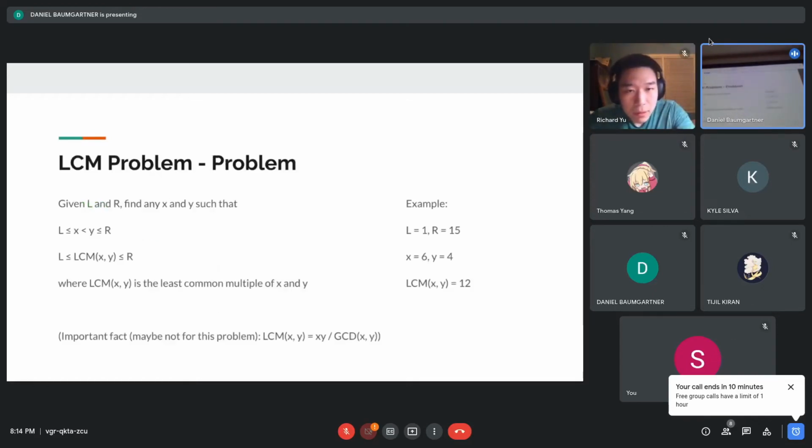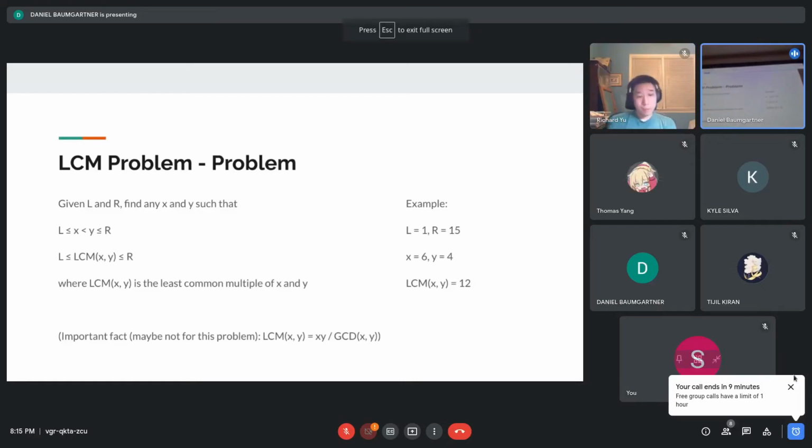We have an LCM problem here, number theory. So we are given L and R. Another constructive problem, so the examples might not be very helpful. Given L and R, we want to find two integers x and y such that they are in between L and R inclusive, and we want their LCM to also be in between L and R. X and Y can't be equal to each other, so one is strictly less than the other.